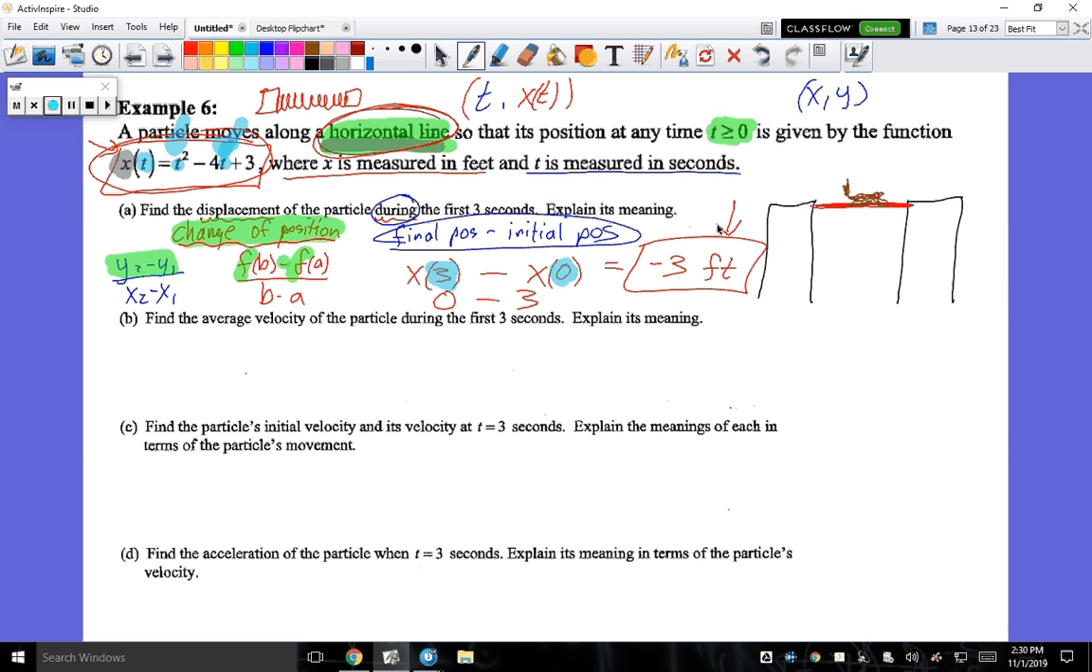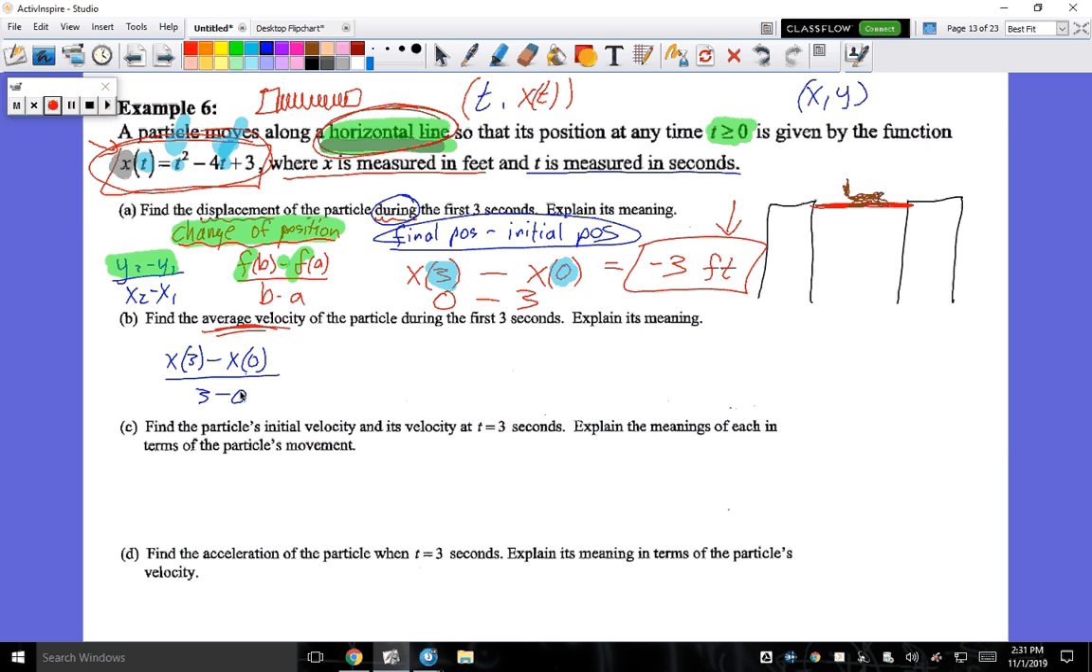Now, real quick, find the average velocity of the particle during the first 3 seconds. So the average velocity is going to be this right here. It's the change in position, which is that, over the change in time.